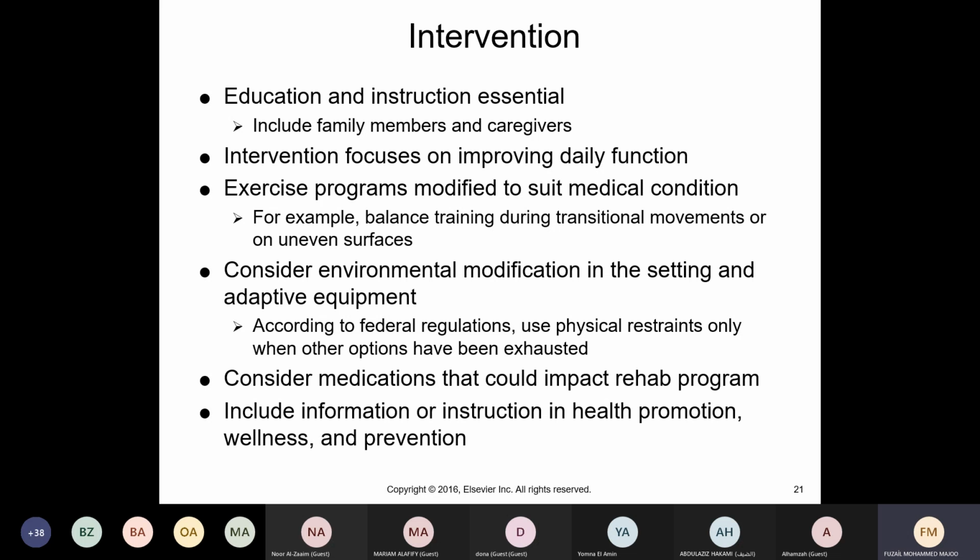All right, the other thing they have listed over here is to include information or instructions in health promotion. Consider medications that could impact the rehabilitation program. Certain medications may actually enhance a rehab session. Pain medications before an exercise may decrease the pain, which will allow the patient to be more productive in their therapy. Other medications may make the patient very sleepy, and if it makes them sleepy, then it's going to be counterproductive to their therapy session. So you want to consider this as well.